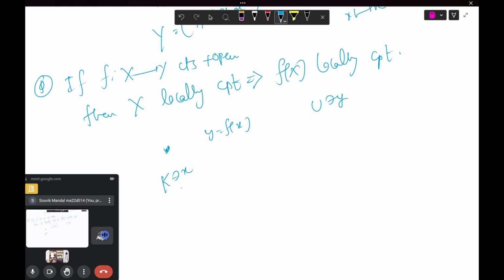So x belongs to K, and K is contained in f inverse of V_y. So f(x) belongs to f(K), which is contained in V_y. Since K is compact, perfect. Okay, sir, I understand.